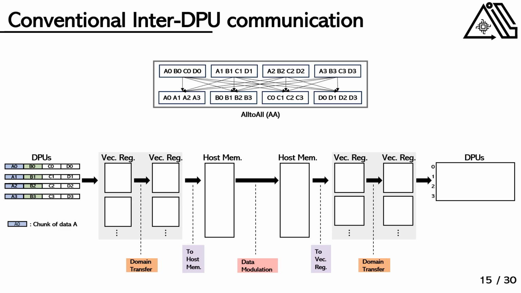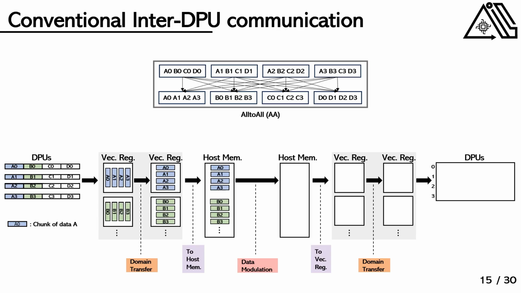It's very similar to the conventional method that we saw just before, but this time it is much more detailed. So first, the data located at the same index of each DPU are sent to the vector registers, and the host CPU will perform domain transfer on it. Then the data will be stored in the host memory, where the host will freely reorder the data. This way, we can obtain the final form of data in a contiguous memory space.